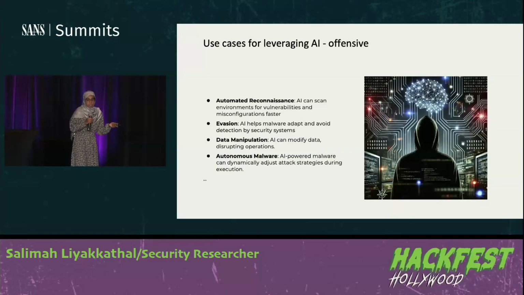Let's look at some use cases for leveraging AI for the offensive side. Since we're in a hacking conference, let's just look at the offensive side. It could be used in automated recon. It could be used in evasion. It could be used for data manipulation, which is what we'll be touching on today. And it could also be used for autonomous malware, where it could just dynamically adjust its attack strategies.